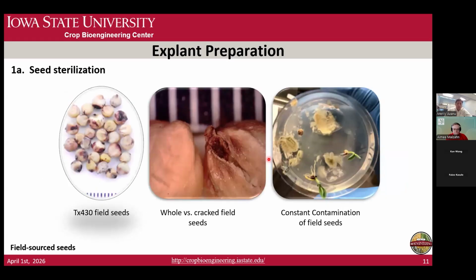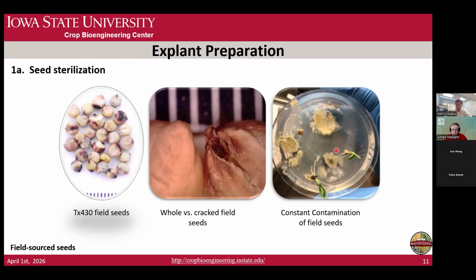As I told you, the seeds are also coming from the field. Those are very bad, so we had a hard time getting rid of all those contaminants. We tried different ways. As you can see here, these seeds sometimes have cracks, and we tried different bleaching agents and also modified the incubation period for the bleaching sterilization, but we found lots of contaminants, mostly fungal contaminants.